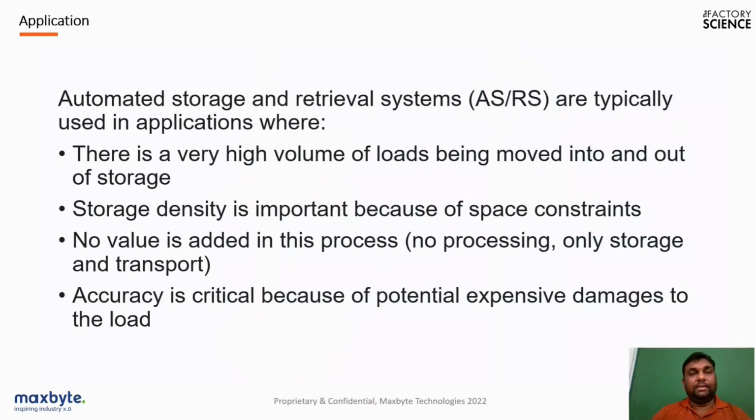So what are the key applications of automated storage and retrieval systems? They are typically used in applications where there are very high volumes of loads which are required to be moved inside and outside of the storage. Storage density is very, very important because of the space constraints. If there are huge space constraints, then we can keep on going with a rack-based system, so that we can keep on piling up the required materials there. And there is no value added in the process, only storing and retrieval. We will directly go for this automated storing and retrieval process. And considering the safety of the operators who are handling heavy equipment or heavy loads, in those kinds of areas we can go for this automated storage and retrieval system.